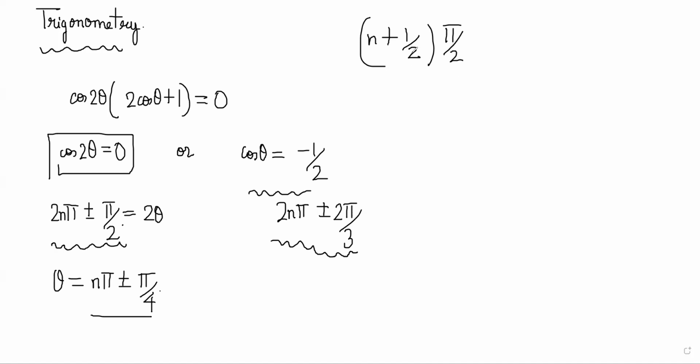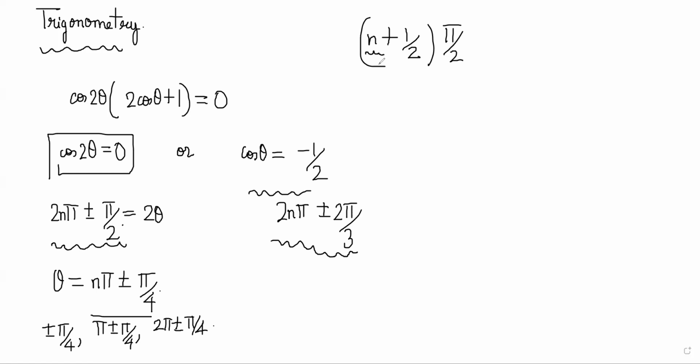This is n pi by 2 plus pi by 4. n can be positive or negative. n can be any integer. So if you take some integers here, we are getting 0 plus minus pi by 4, then pi plus minus pi by 4, then 2 pi plus minus pi by 4. These are the answers that we are getting.